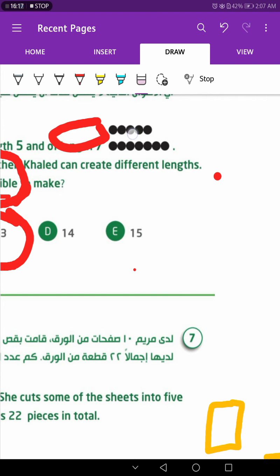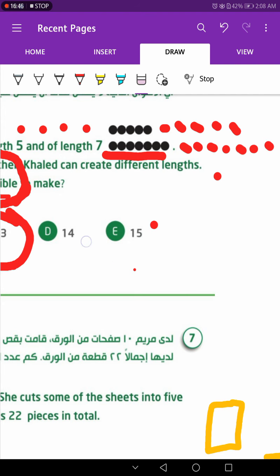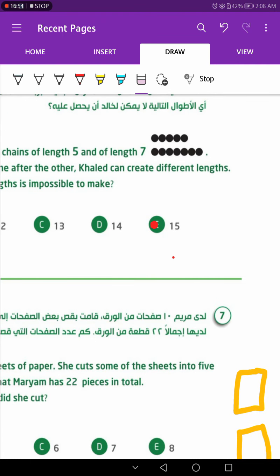Okay, what do we mean by 15, teacher? 15 black, like this one. 1 2 3 4 5. This is 5 and 5, and 5. So this is 15. What about 14? You can join another 7 from another chain. 1 2 3 4 5 6 7. So I get the 14. But the 13, impossible. You cannot form any number of 5 and 7 to make 13.